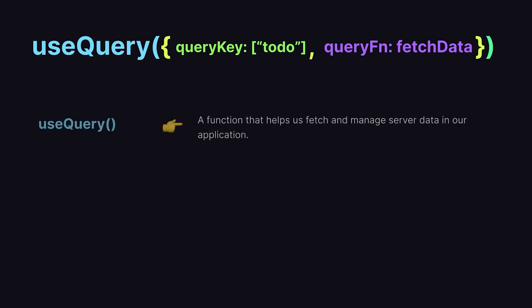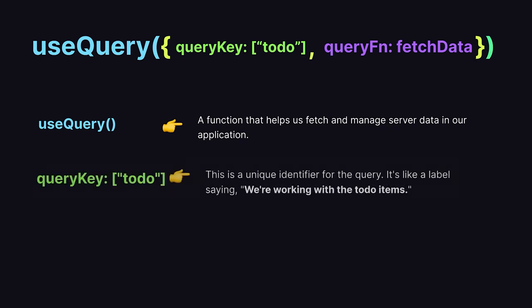First of all, we have useQuery, which is a function that helps us fetch and manage server data in our applications. Then we have a query key, and now we are specifying todos there, and you can specify anything there. It's going to totally depend on your situation. But in my case, I'm going to be fetching some sort of todos, so that's why I specified todos inside there. So this is a unique identifier for the query. It's like a label saying we are working on those specific items, or the todos in my case.